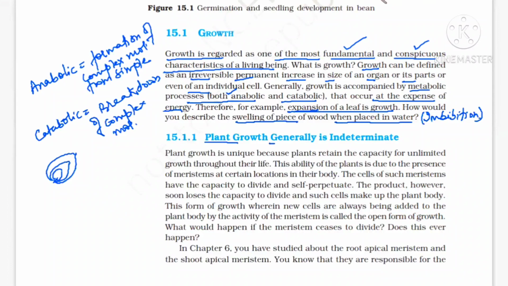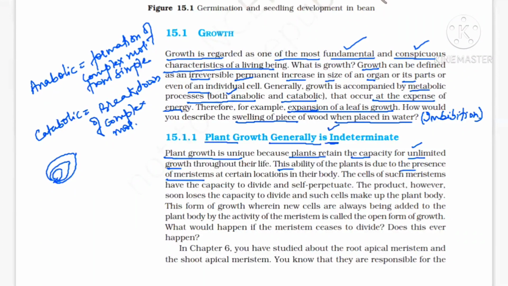Now, plant growth is indeterminate. Indeterminate means it will continue to grow throughout their life, because they are having apical meristem. So we say plant growth is unique. Why? Because they retain the capacity for unlimited growth. So we can say plant growth is indeterminate. We can say it is unlimited also. And why? Because of the presence of meristem.